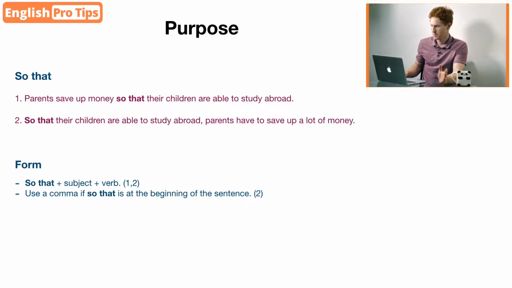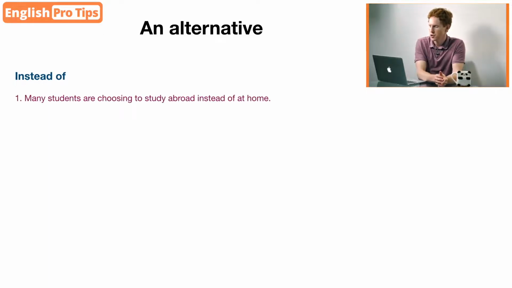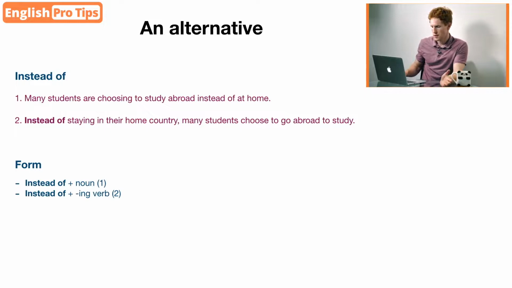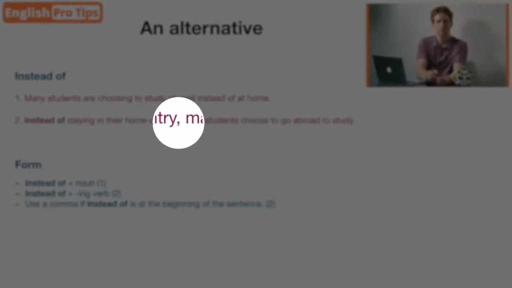Okay, finally, the final word that we're going to cover today is instead of. Many students are choosing to study abroad instead of at home. Instead of staying in their home country, many students choose to go abroad to study. Let's look at the form. We use instead of plus a noun, instead of plus an ing verb, which we can see in sentence number 2. And again, if instead of is at the beginning of a sentence, then we need a comma.